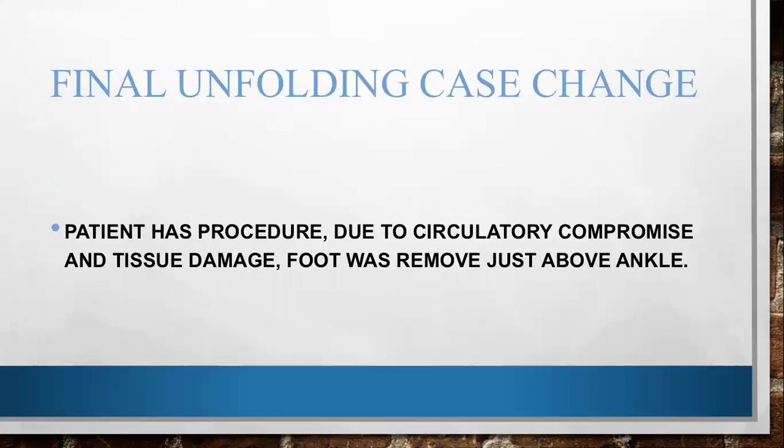Final unfolding case change. We've talked about the patient coming in with anticipations for orders. We talked about the realization of what the real orders are and the incongruences, and what the patient needs at that time. Now the final part. This patient has had the surgery. He's had the amputation. Due to circulatory compromise and tissue damage, the foot was removed just before.